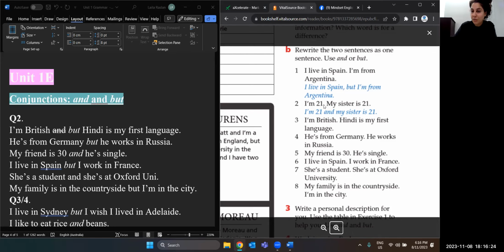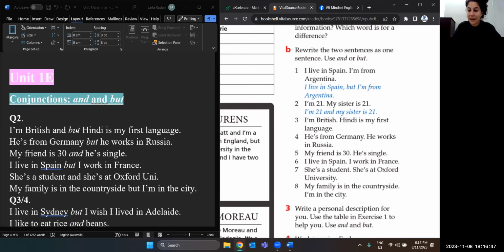Number 2: I'm 21. My sister is 21. So you could say and because it's the same information, or I'm adding. And is used to add information. I'm 21 and my sister is 21. Or it could have been I'm 21 and my sister is 19, whatever. So when I'm adding information, I use and, but but is like saying something different.